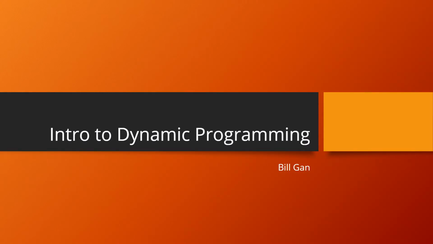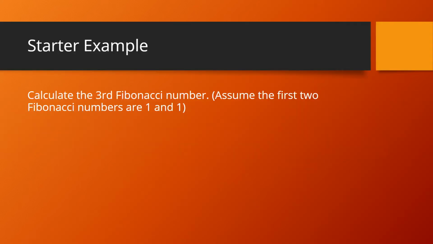Today we will be talking about dynamic programming, which is a technique used to solve computer science problems, and we will also talk about how to use it. To start, consider the following question. Imagine if you were asked to compute the third Fibonacci number.